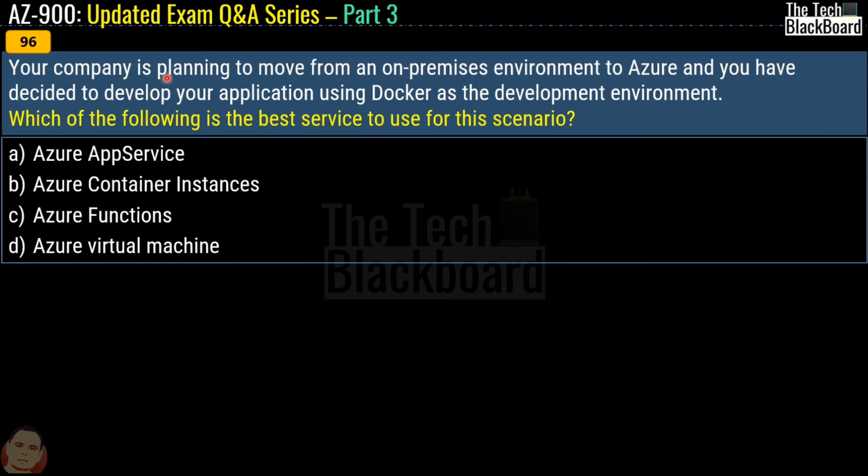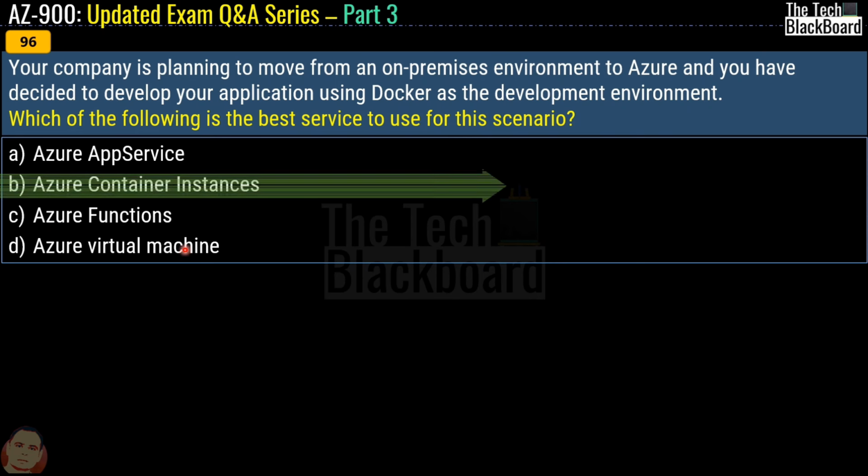This one says that your company is planning to move from an on-premises environment to Azure and you have decided to develop your application using Docker as a development environment. So which of the following is the best service to use for this scenario? Your options are Azure App Service, Azure Container Instances, Azure Functions, or Azure Virtual Machine. The correct answer is very obviously Azure Container Service.